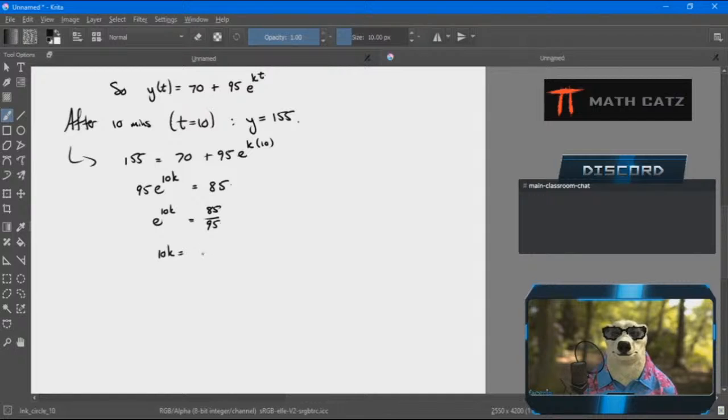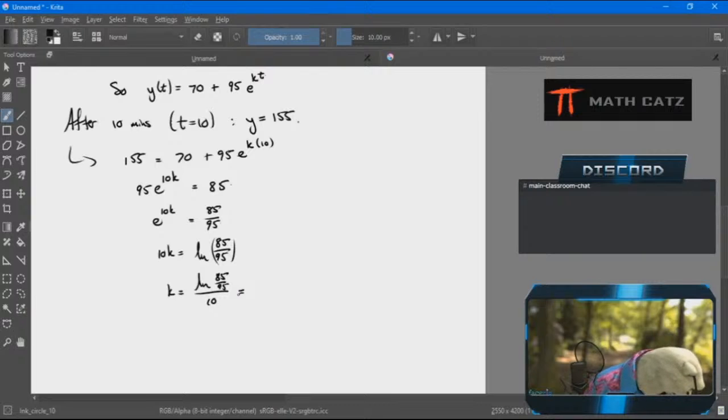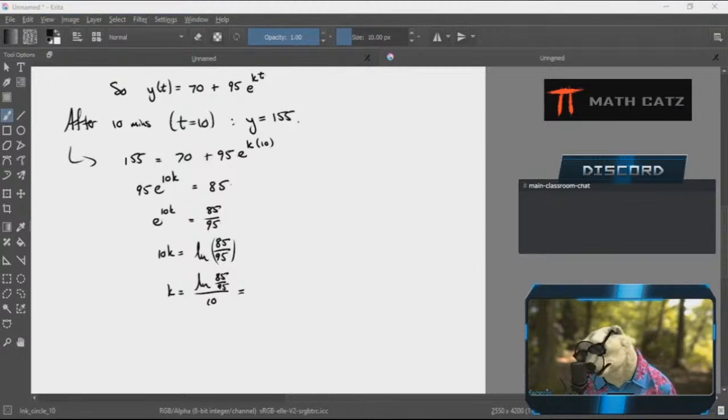Then 10k, and I'm not skipping any steps just in case you don't see the similarities between this and what we've done before. I then take the log of 85 over 95, which you could simplify first or not, it doesn't matter. And k is the log of 85 over 95, over 10. Let's see what that is. Let us see. We'll ask MathBot for some help.